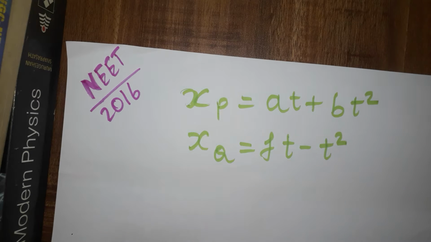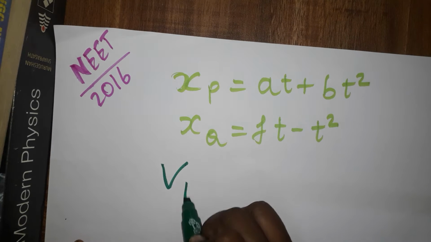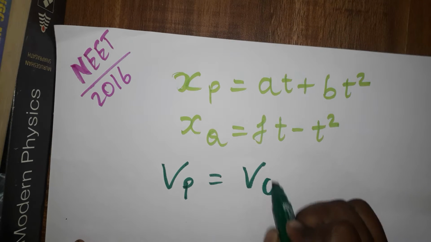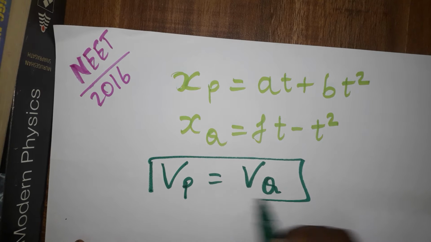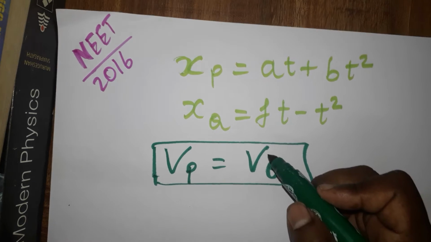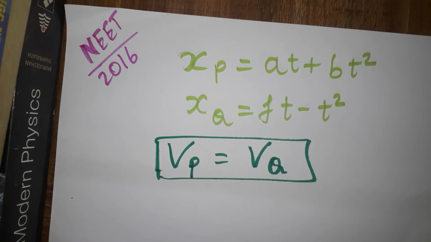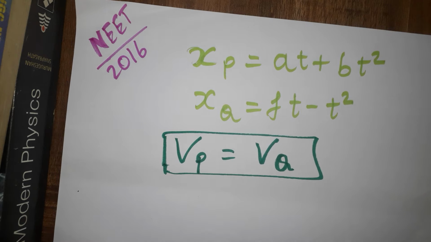When the velocity of both the cars is equal, they asked what is the time taken. The velocity of car P is equal to the velocity of car Q. When they ask for velocity from the displacement, it means you should differentiate. First we will differentiate for car P, the first car.